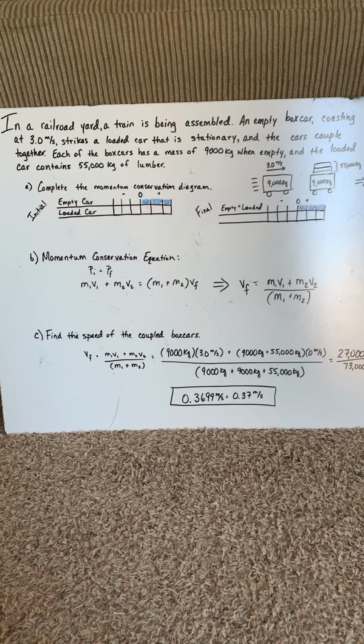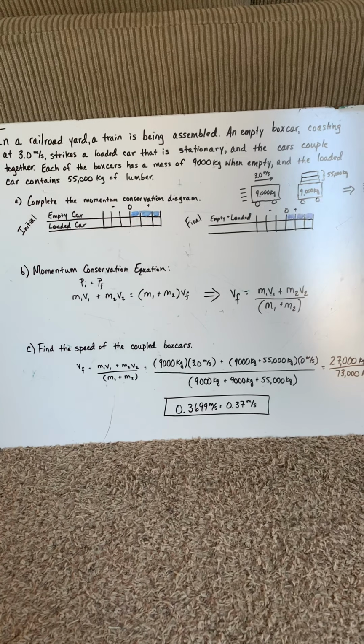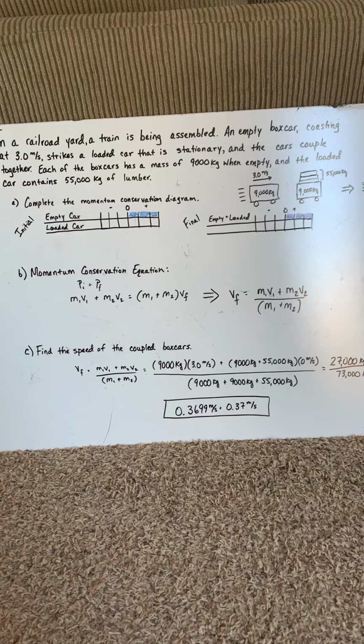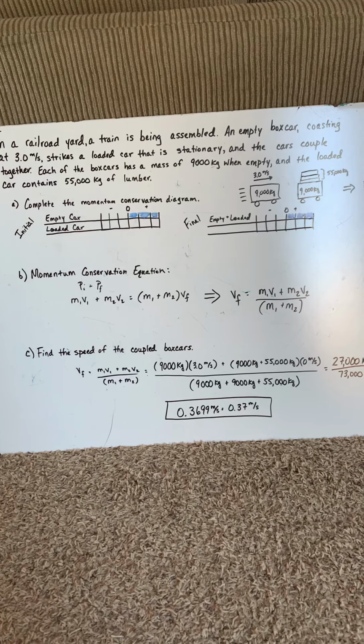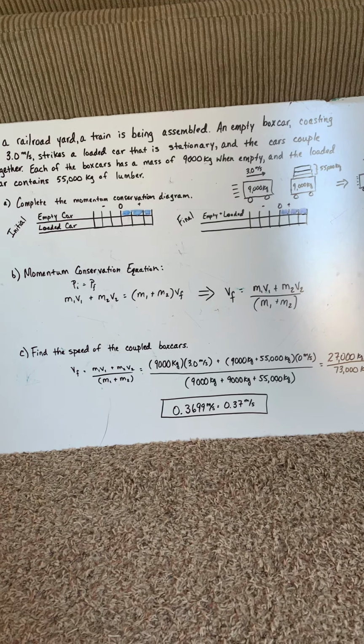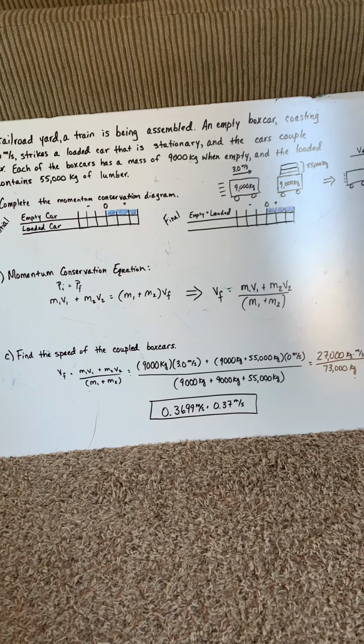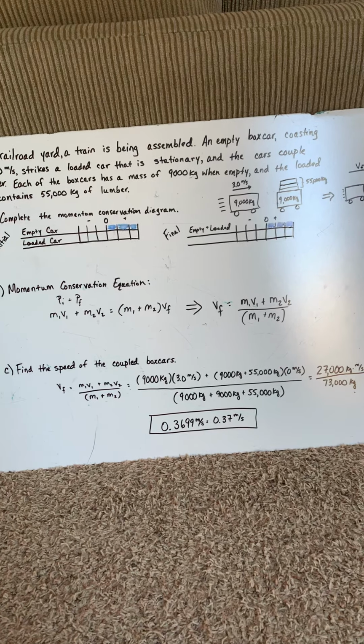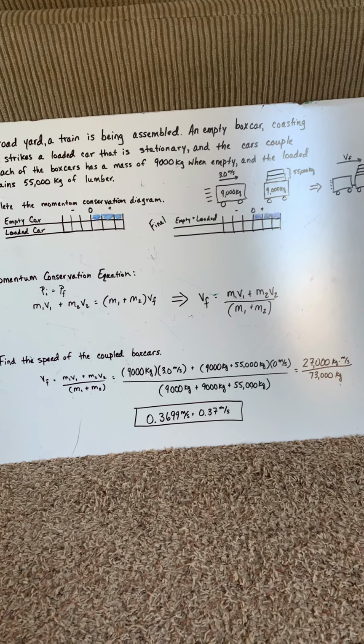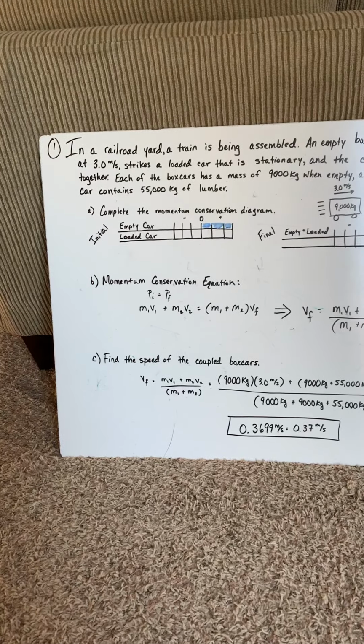It says, in a railroad yard, a train is being assembled. An empty boxcar coasting at 3 meters per second strikes a loaded car that is stationary, and the cars coupled together. Each of the boxcars has a mass of 9,000 kilograms when empty, and the loaded car contains 55 kilograms of lumber.